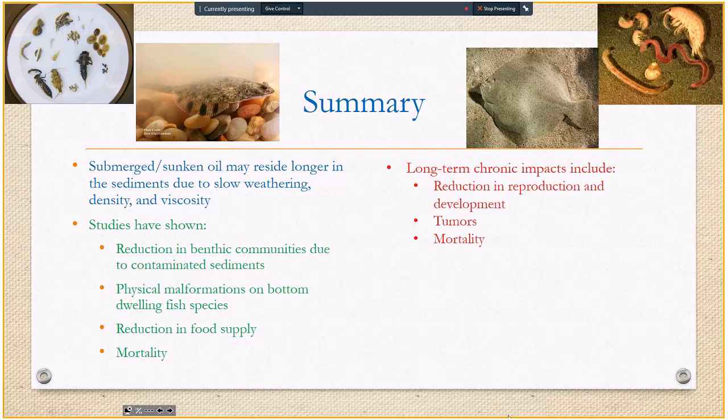Because of the persistence in the sediment, we may observe long-term impacts such as reproductive impacts or developmental impacts retained with those specific parent embryos. And I didn't touch too much on it, but because of the persistence and the long-term exposure, they could end up with more. I want to throw that in there anyway. And there's death again.